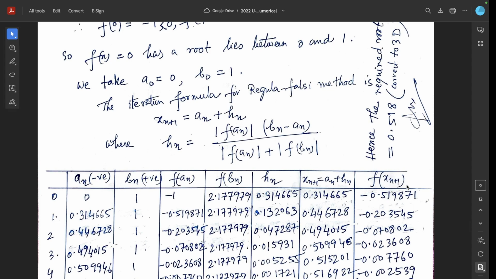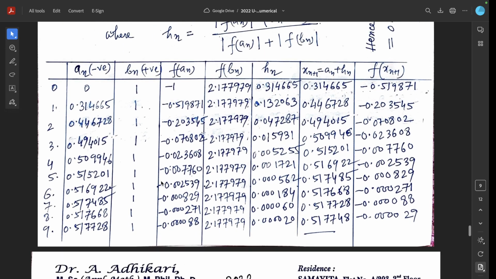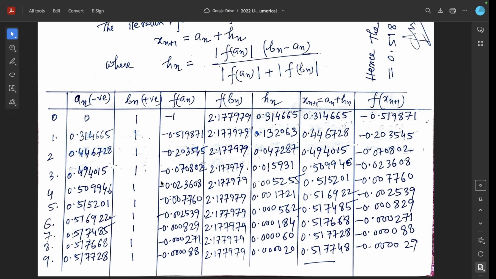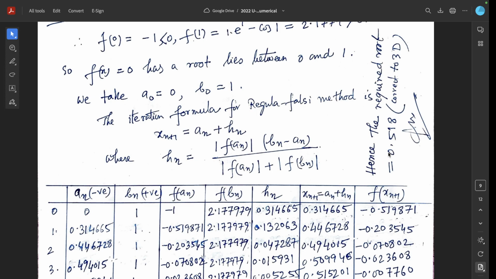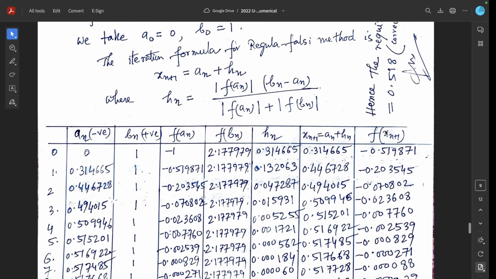And so x_{n+1} equal to a_n plus h_n, and find f(x_{n+1}), and this is negative, so this x_{n+1} we put in the negative column, that is for a_n. The new a_n is this, actually a_1, and b_1 is unchanged, equal to 1 also, and so on. Here we want to find the root correct to 3 decimal places, so we check at least 4 or 5 decimal places. Here 0.5177, the 7 rounded off to 3 decimal places gives 0.518, which is the required root of this equation.